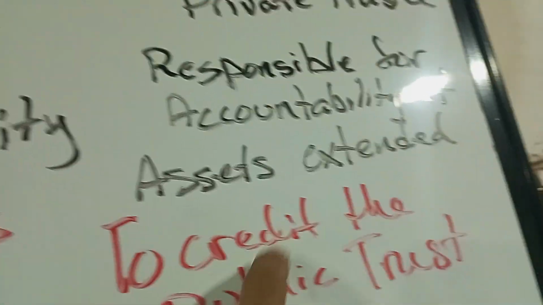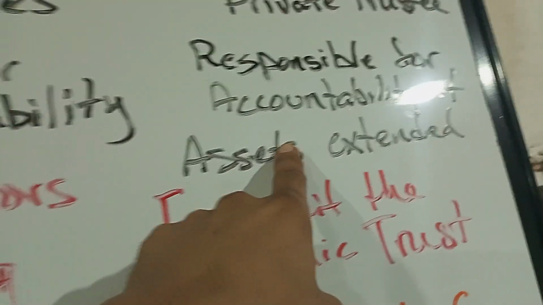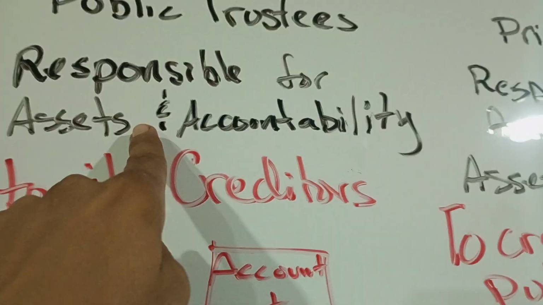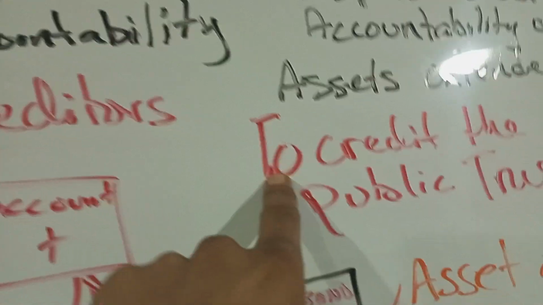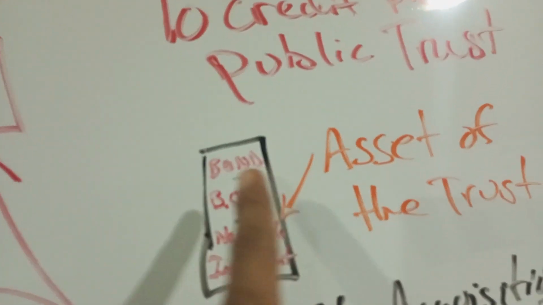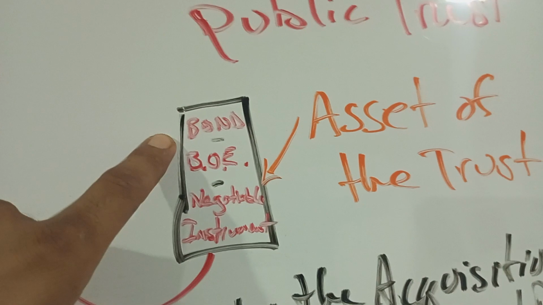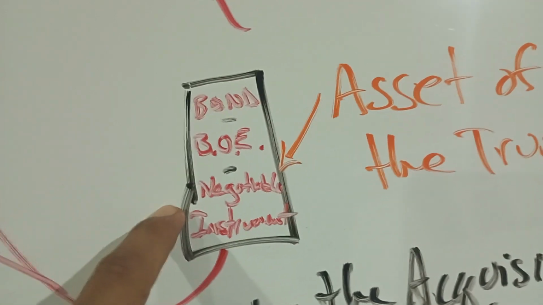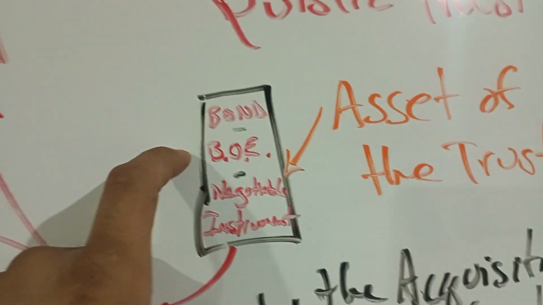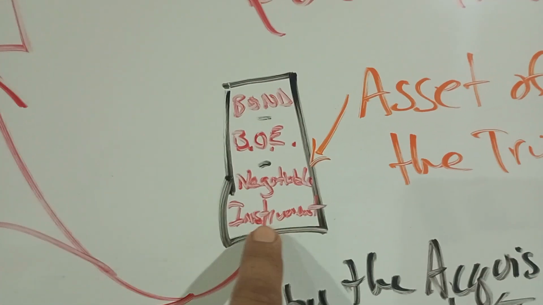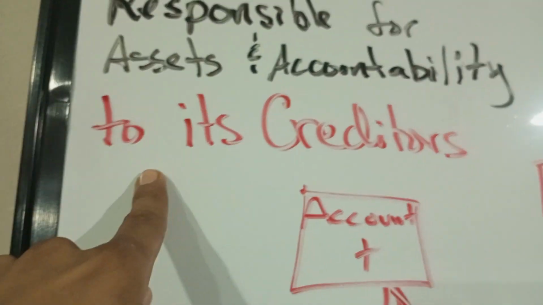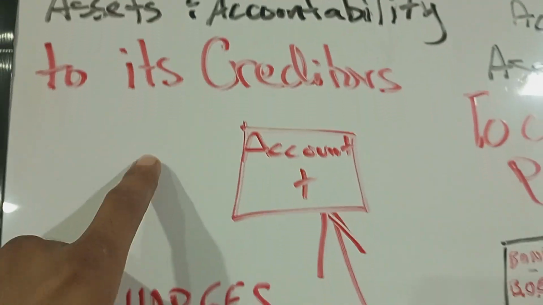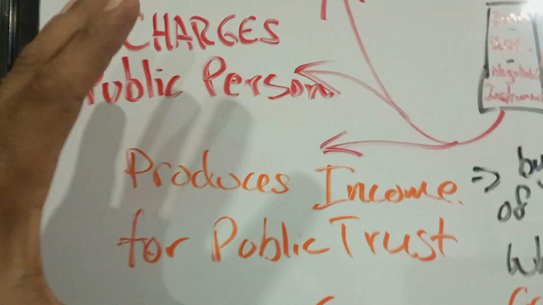So whatever property of value, whatever assets are extended here, they can use it to fund, basically, as credits. So what kind of assets? Okay, so we can look at the assets as being bonds, bills of exchange, negotiable instruments, promissory notes, basically, these things right here, securities, negotiable instruments. So these assets of the trust, they can go over here, right, to credit the public trust. Bam. And so how does the public receive these things here?